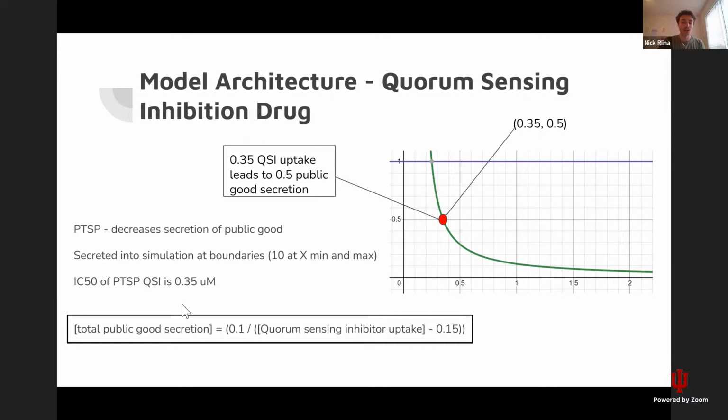So 0.5 is the output of our equation if our X value, our uptaken QSID, is 0.35. And this is put into a proportion for the excretion of the public good. So it's capped at 1. You can't secrete more than 100% of your public good secretion rate, and then we cut it in half here.